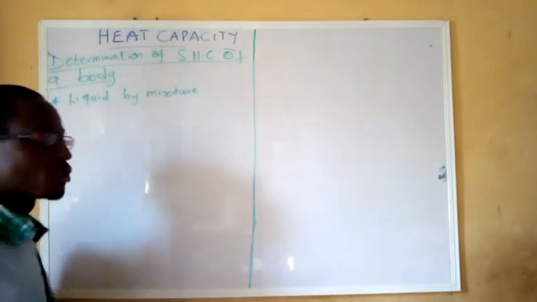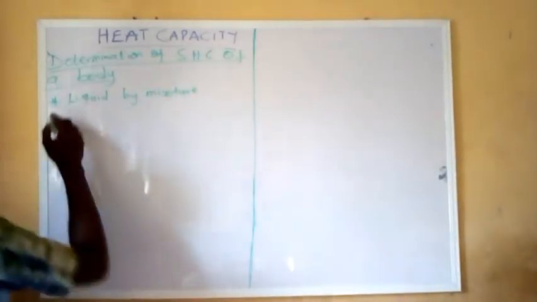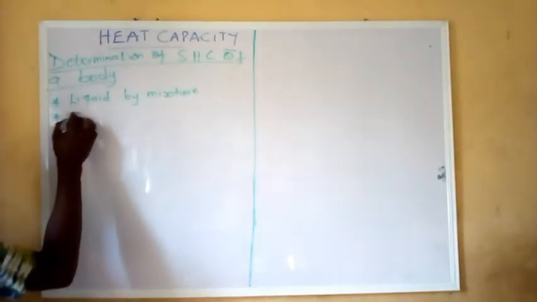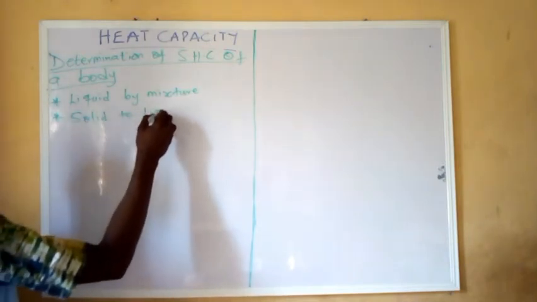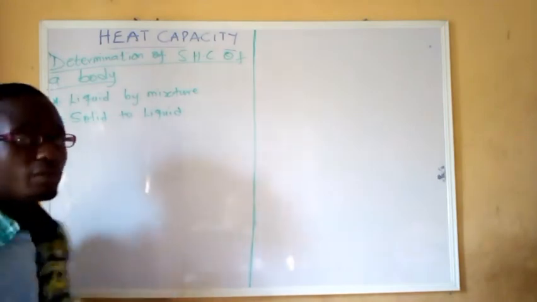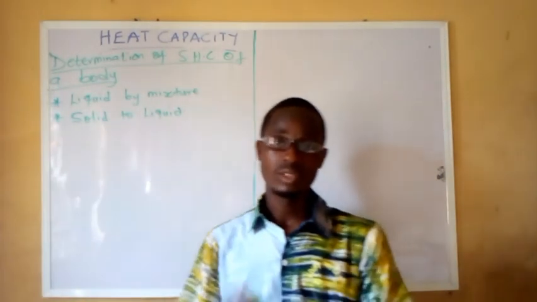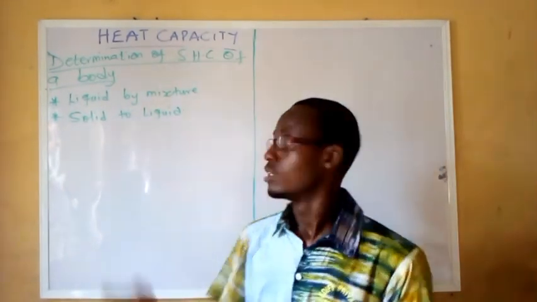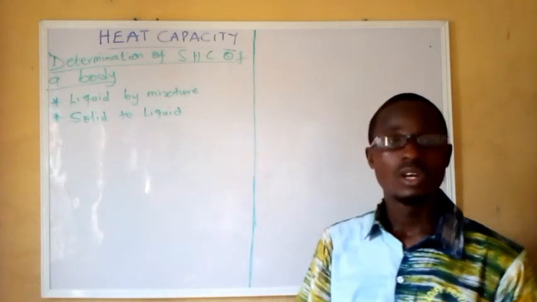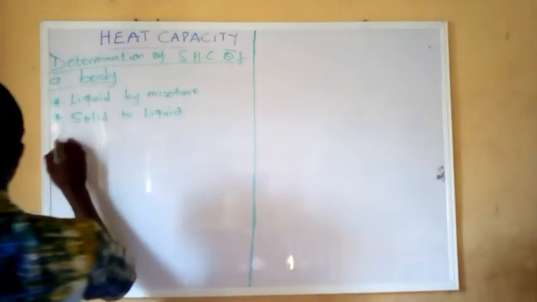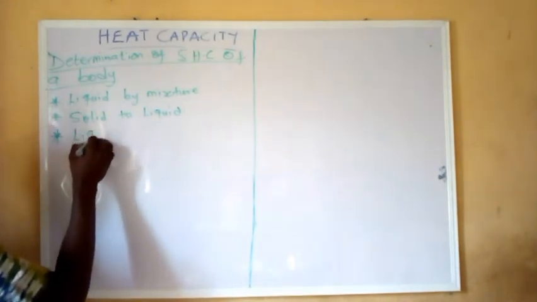That involves probably water and alcohol. Liquid by mixture. We have liquid to solid, or we call it solid to liquid. Solid to liquid method, that is in case of brass and water, we are meant to determine either that of the solid or the liquid. And here, liquid by mixture, two liquids, we are meant to determine either of the one of the two liquids. Then we have liquid to electrical or electrical to liquid.